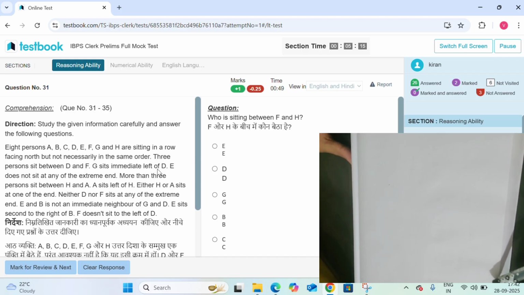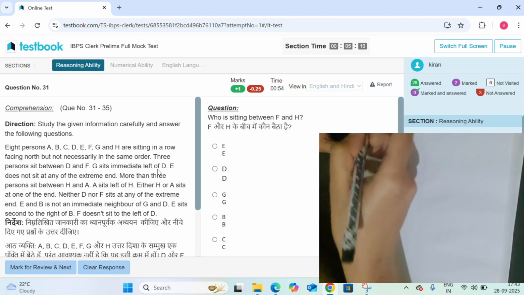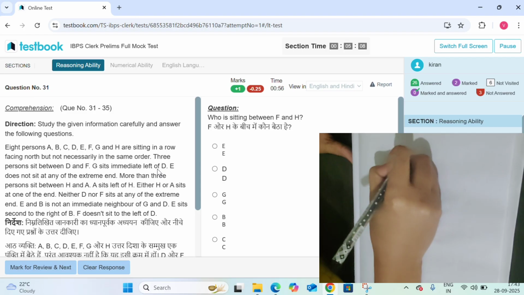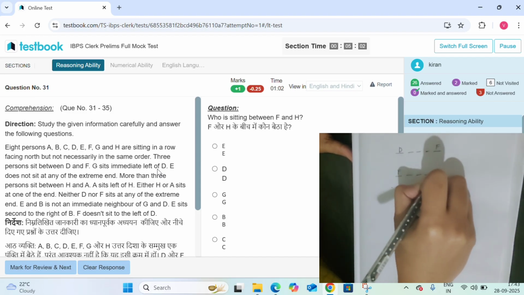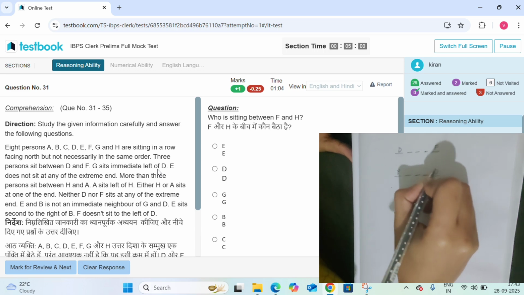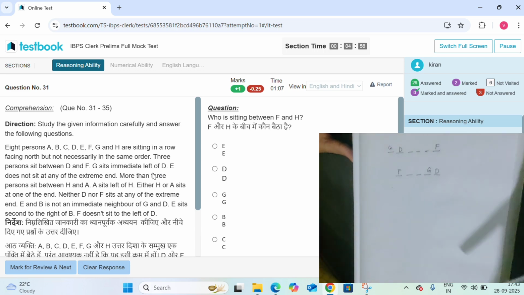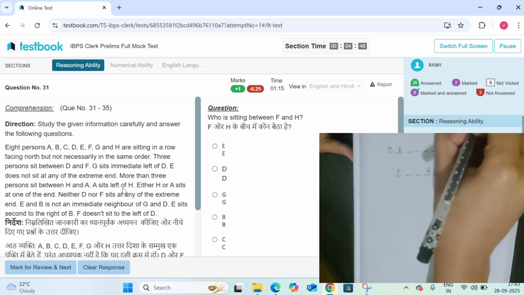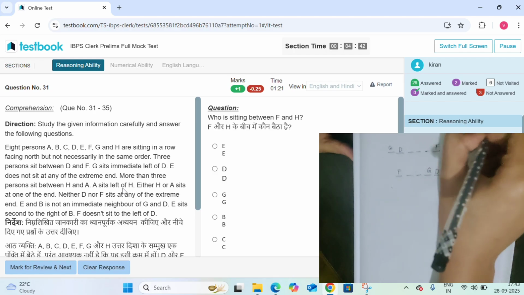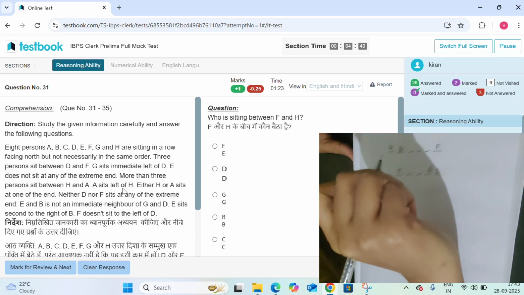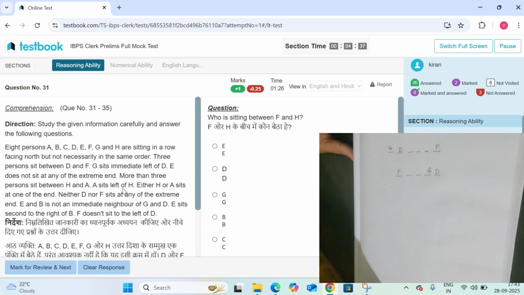G sits immediate left of D. 3 persons sit between D and F: 1, 2, 3 and F, and F, 1, 2, 3 and D. Okay, G sits immediate left of D. E does not sit at any of the ends. More than 3 persons sit between H and A, A sits to the left of H, and either H or A sits at the end of the row. So okay, H or A at the end.